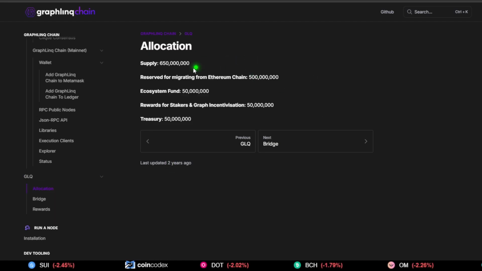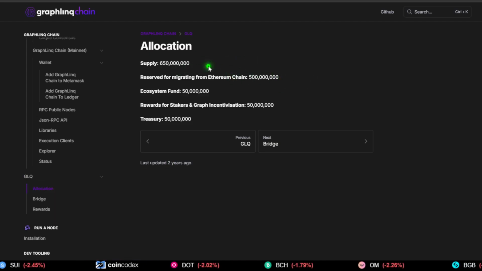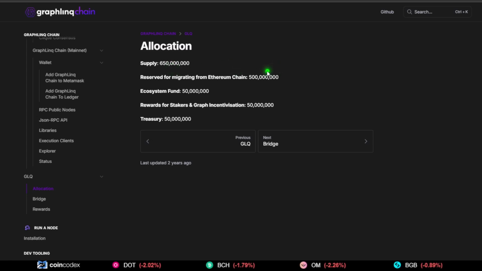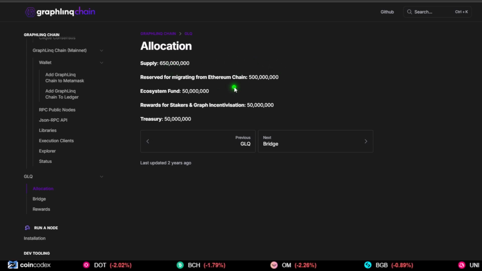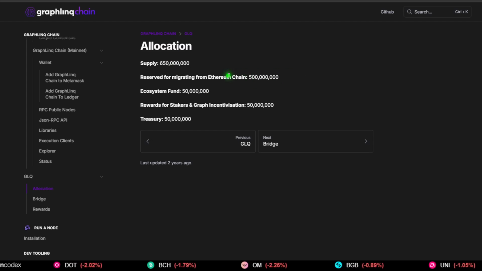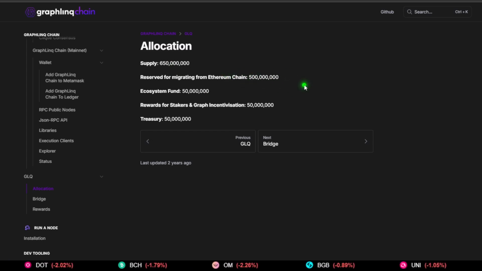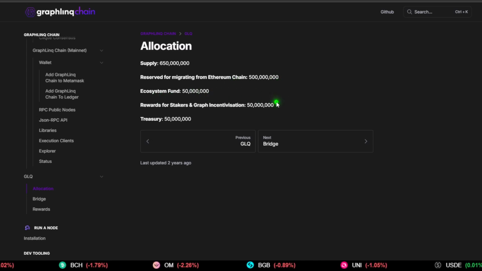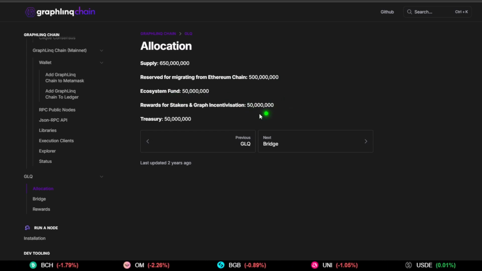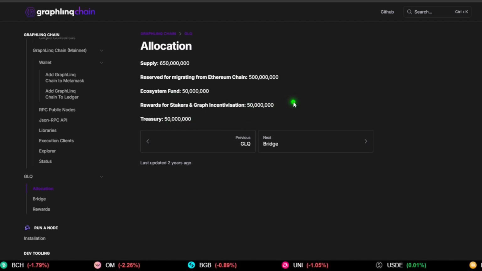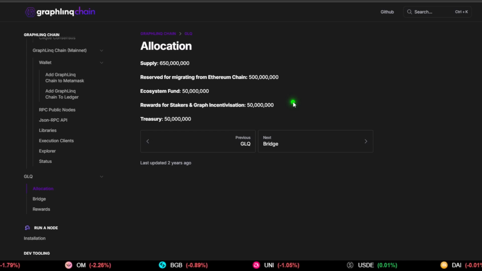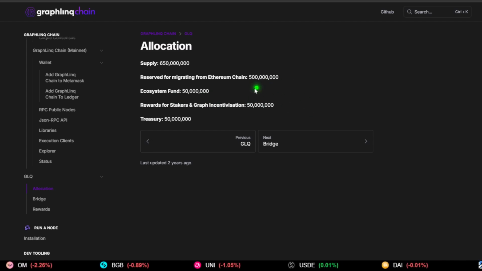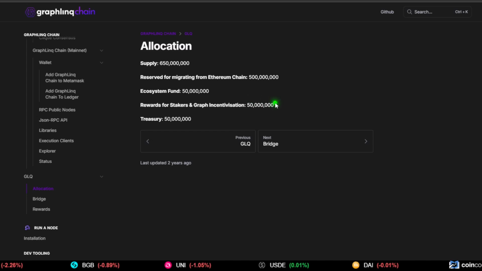Okay, we see that the supply is 650 million, so current circulating supply, right around this. I think there's a little bit more than that, 670 as we speak. Reserved for migration on Ethereum, so this is what you see, the liquidity on the Ethereum network on Uniswap. So that's that. Ecosystem fund, we got 50 million, not dollars, but tokens. So it all depends on the value of the currency at the current moment, right? So you've got to do that conversion. And usually this is also a percentage. It's a small percentage, but it's there.